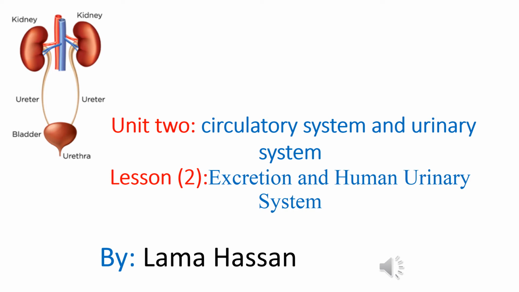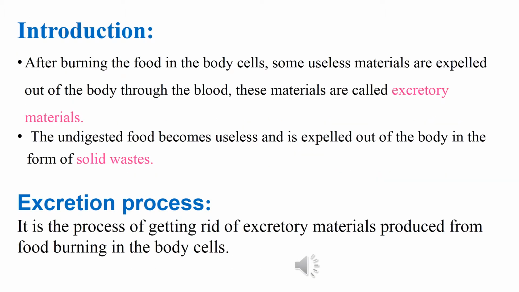Today we will talk about Lesson 2, Excretion and Human Urinary System in Unit 2. Here is an introduction about our lesson. After burning the food in the body cells, some useless materials are expelled out of the body through the blood. These materials are called excretory materials. The undigested food becomes useless and is expelled out of the body in the form of solid waste.